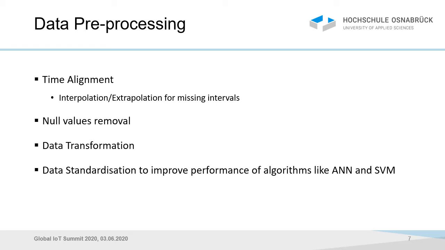For example, if we have data from different sensors with different update intervals, we need to align their data according to the timestamps. As a result, we will end up with some timestamps where there is no data available for some sensors in a particular dataset. To remedy this issue, we can either delete that sample or do interpolation to fill the missing value.